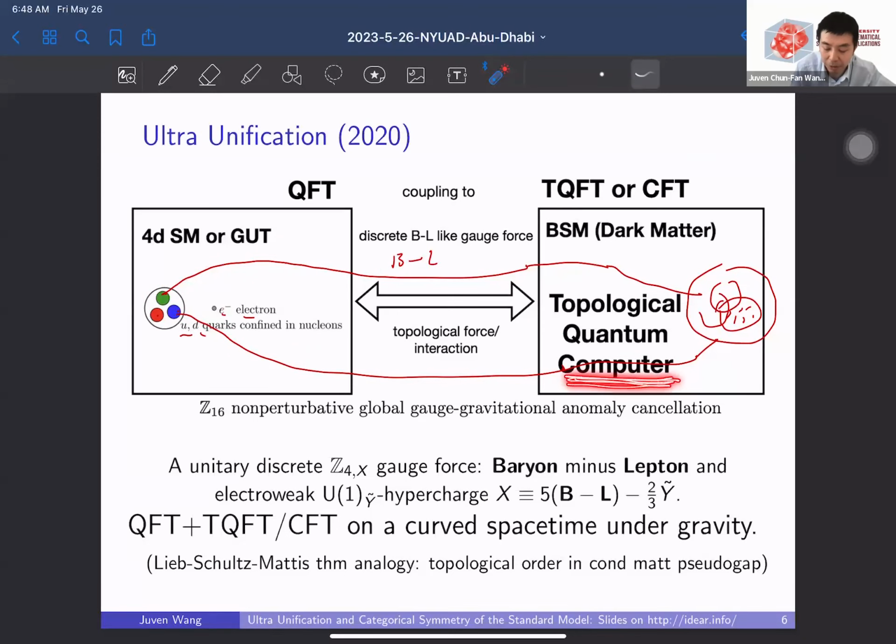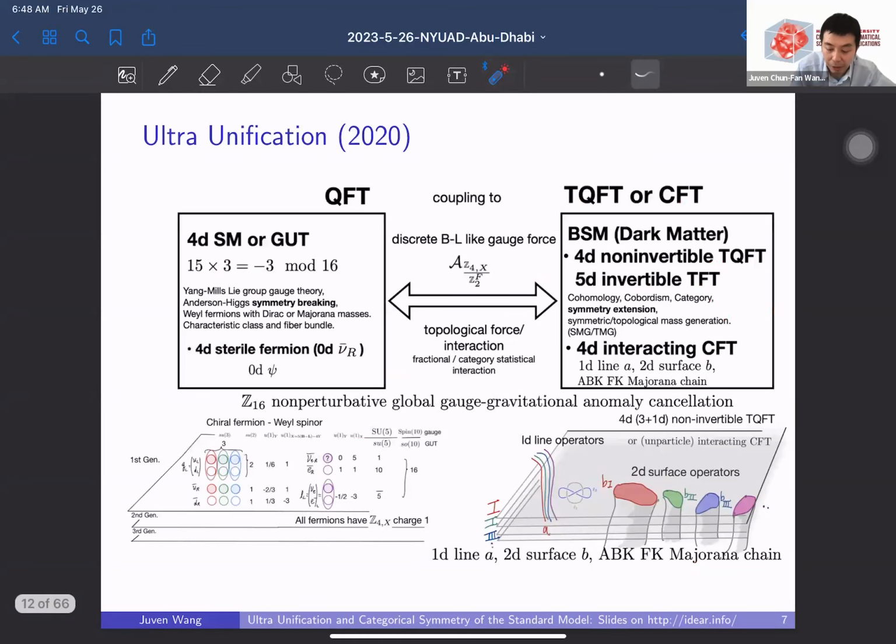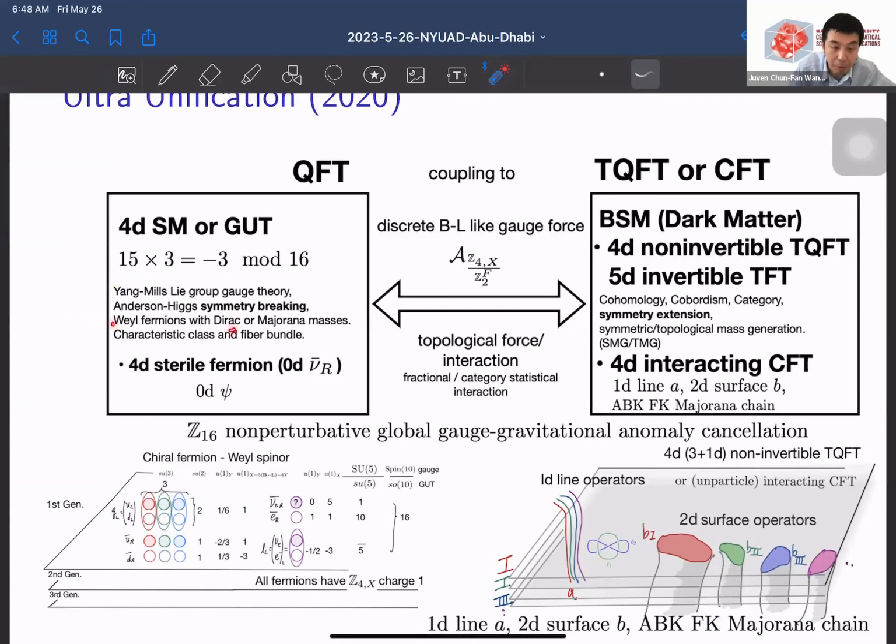Topological quantum computer is actually neighbor to us, and we are wired connected to them through this discrete B-minus-L forces. So this is a very cartoon way of saying that. If I show more detail, then what is in the left-hand side is the Standard Model with 15 times 3, or index minus 3 mod 16, of these sectors, evolving more conventional Yang-Mills, Anderson-Higgs symmetry breaking or gauge symmetry breaking, Weyl fermion Dirac mass, and described by characteristic class, fiber bundle.